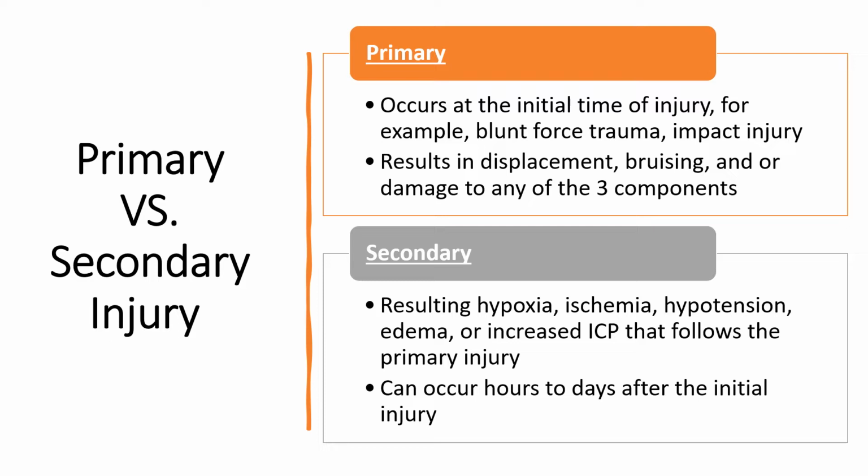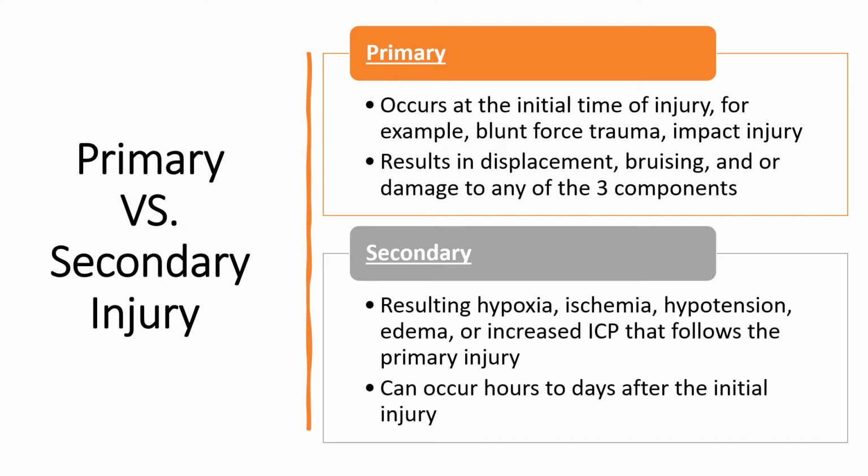Secondary injury is what comes from the primary injury. Okay, so what happens after? We've had that initial trauma, that initial injury, and it can occur hours to days after that initial injury, but the patient can get hypoxic, they can have ischemic episodes, they can develop hypotension, edema, of course, and as we're talking about, they'll develop increased ICP. So this is what develops after that initial injury, the secondary injury.